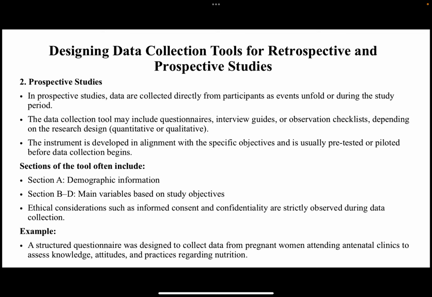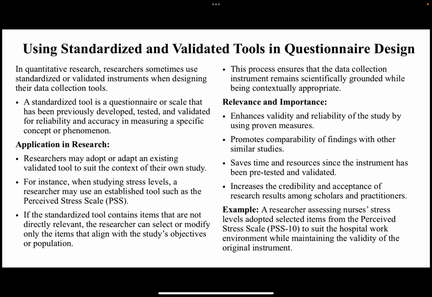The sections of the tool often include Section A, which is usually the demographic characteristics or demographic information. Sections B to D cover the main variables based on the study objectives. Ethical considerations such as informed consent and confidentiality are strictly observed during the data collection. For example, a structured questionnaire was designed to collect data from pregnant women attending antenatal clinics to assess their knowledge, attitude, and practices regarding nutrition.